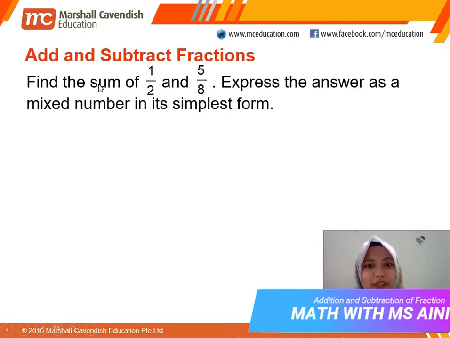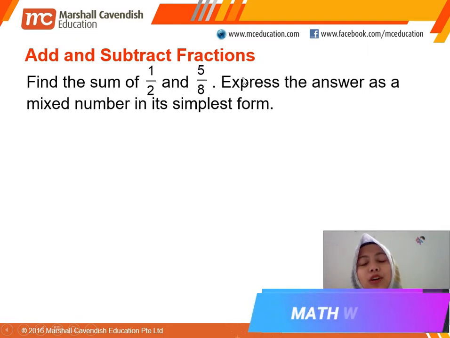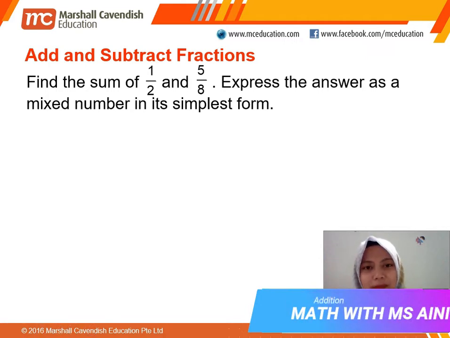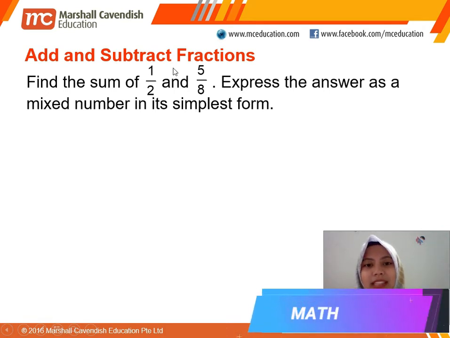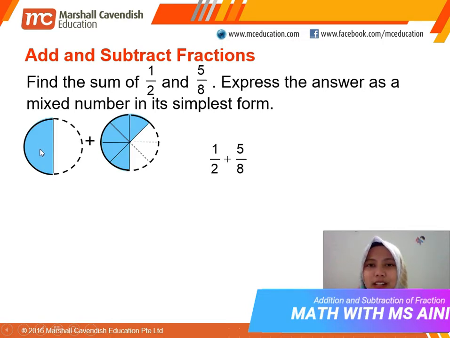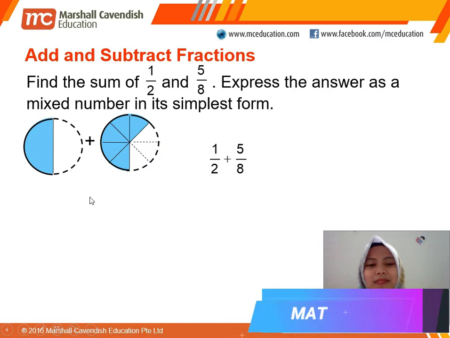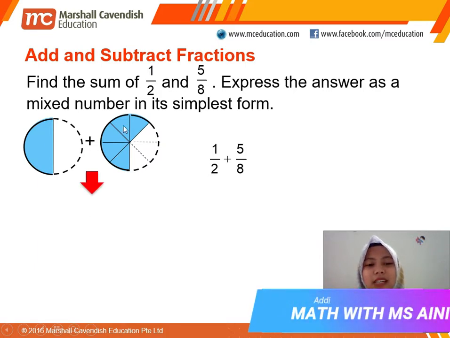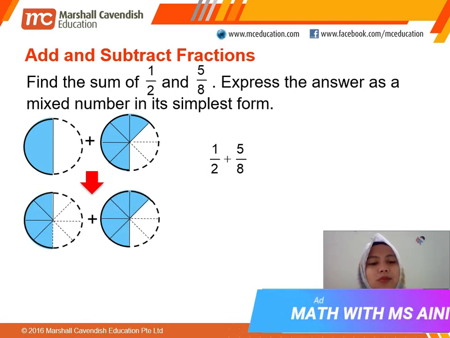Now, what if the denominator is not the same? You've got a problem, right? Of course, you need to make the denominators the same first before you add or subtract. So now we are going to find what number can be the denominator for this one. Look at this picture. This is a half and this is 5 over 8. We can change the half to something over 8 as well, right? By multiplying by 4 over 4. So we get this.